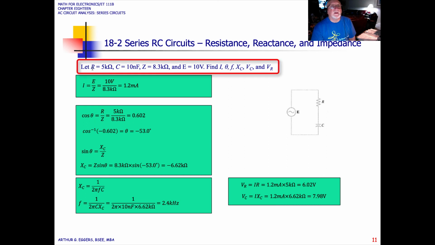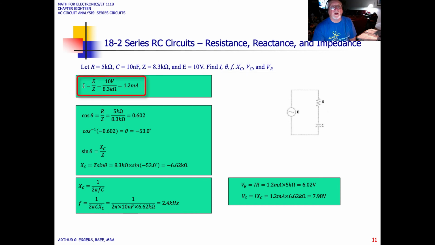Another one, resistor 5 k ohms, the capacitor 10 nanofarads. This time we have the total impedance for the circuit. Z is equal to 8.3 k ohms and a total source voltage of 10 volts. Again, we've got an array here to solve for: current, theta, frequency, X sub C, V sub C, V sub R. In this case, we're going to start with finding the current because we know both Z and the total source, and we get 1.2 milliamps.